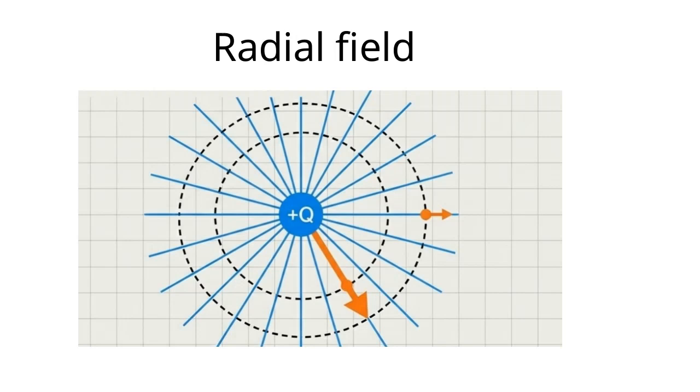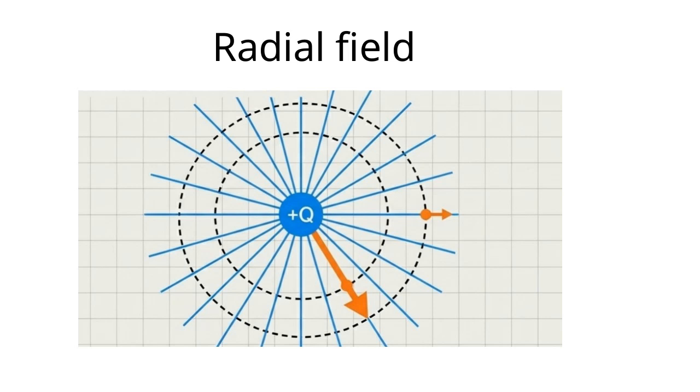This image shows a positive charge at the center, with electric field lines radiating outward evenly in all directions. The field lines represent the direction a positive test charge would move, directly away from the central charge. You can see how the lines spread out, illustrating the radial nature of the field.